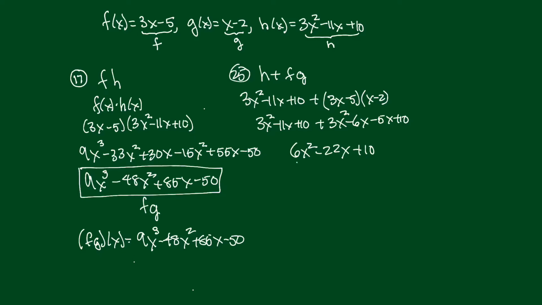So this rule here, we're going to name with this longish name, h plus fg. That's what we're looking for. And we could write it like this: h plus fg of x is equal to 6x squared minus 22x plus 10.